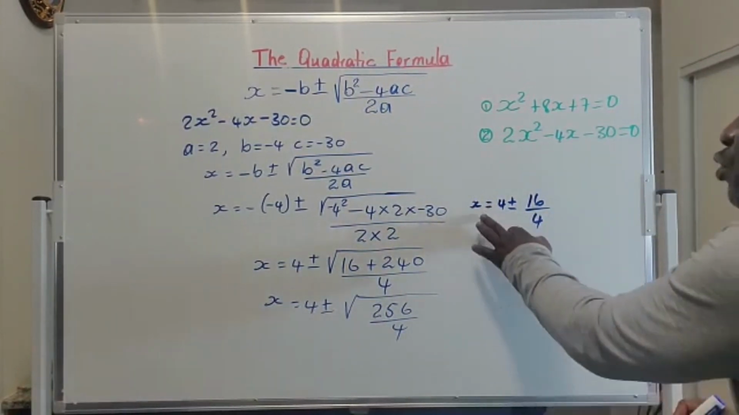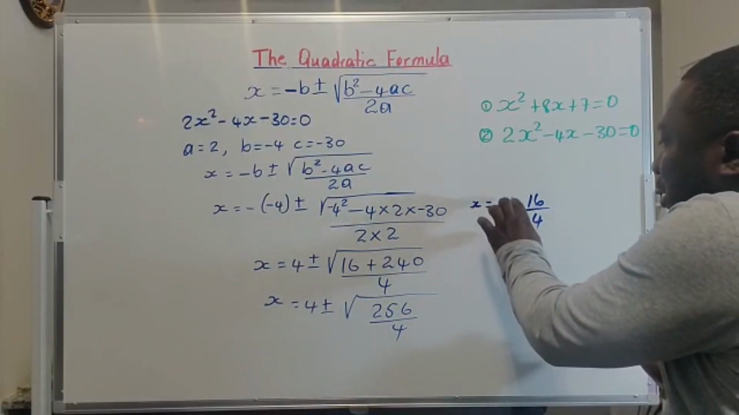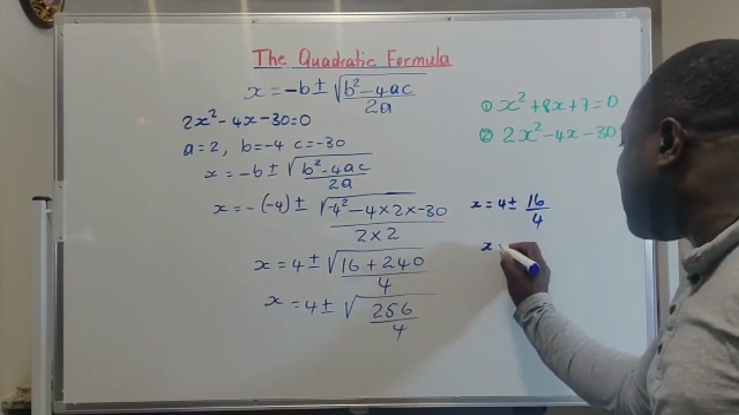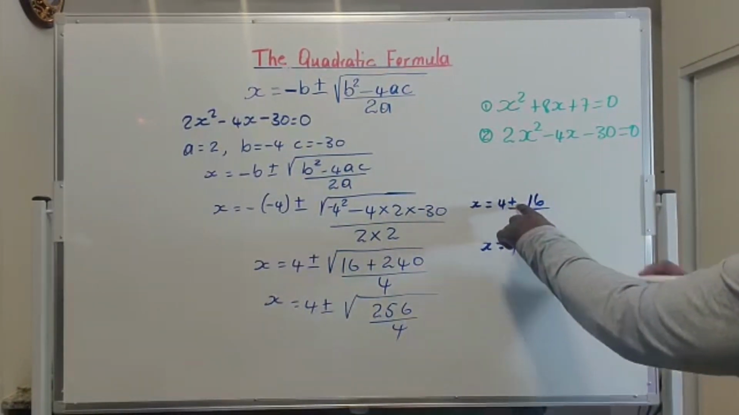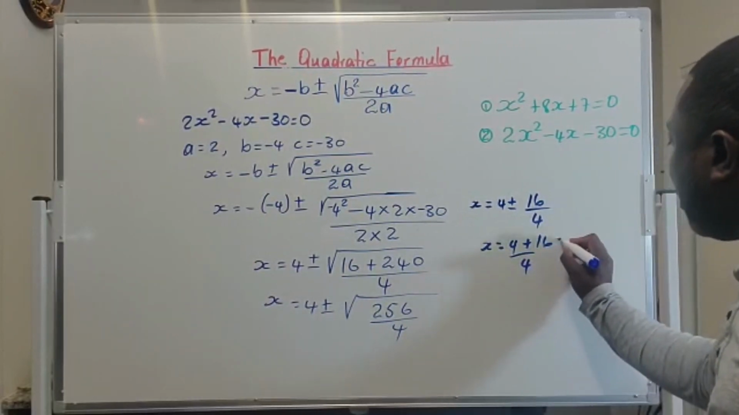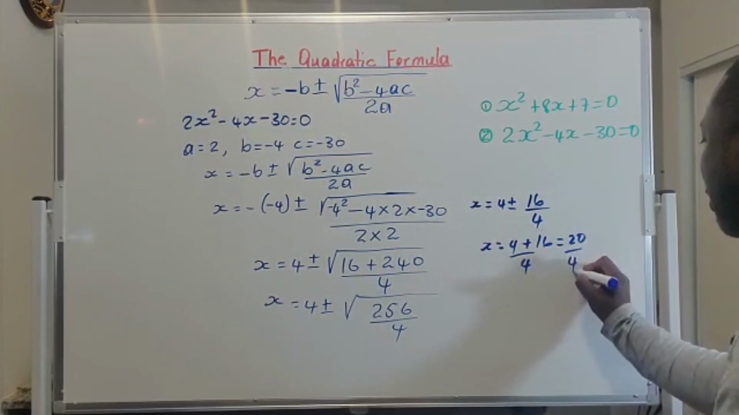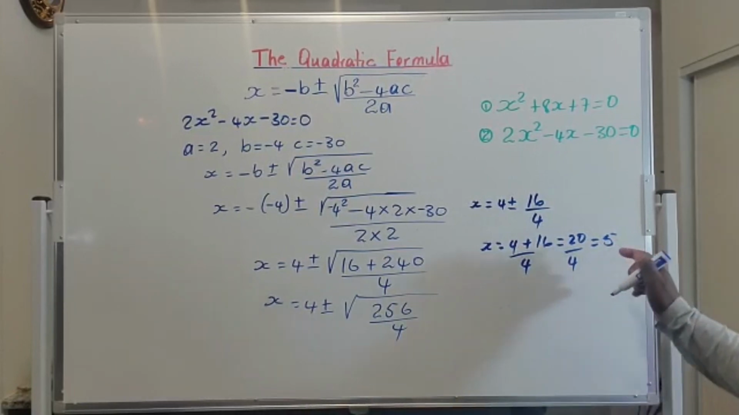So what we need to do, we are first going to be solving for x with either the positive or negative sign. Therefore, x is equal to 4. Gonna use the plus sign. Plus 16 all over 4, which will give us 20 over 4 is equal to 5. So we know that x in that case is equal to 5.